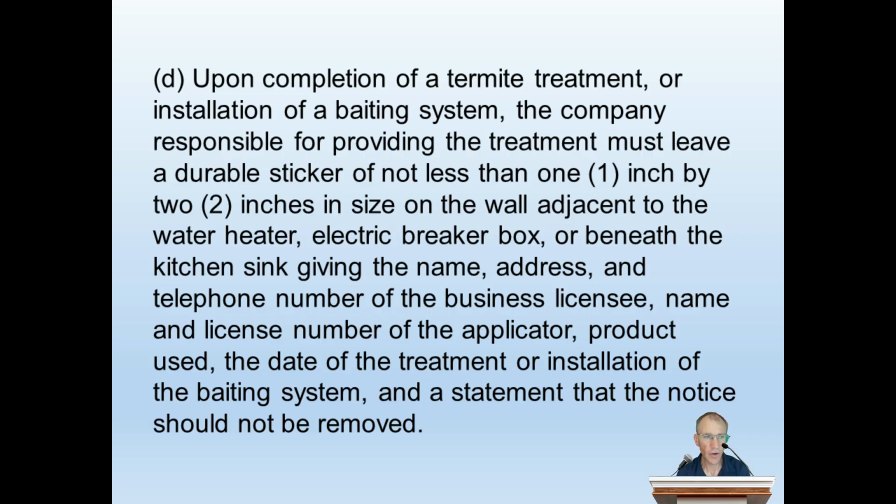treatment must leave a durable sticker of not less than 1 inch by 2 inches in size on the wall adjacent to the water heater, electric breaker box, or beneath the kitchen sink, giving the name, address, and telephone number of the business licensee, name and license number of the applicator, product used, the date of the treatment or installation of the baiting system, and a statement that the notice should not be removed.